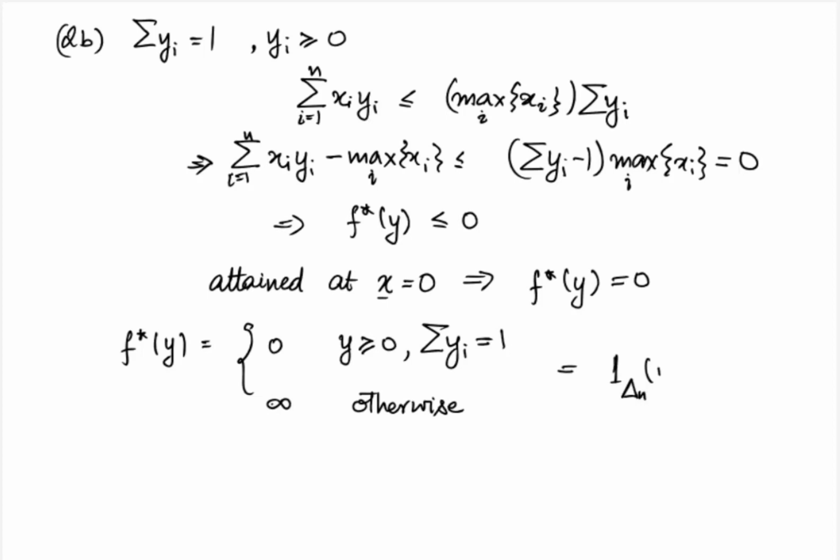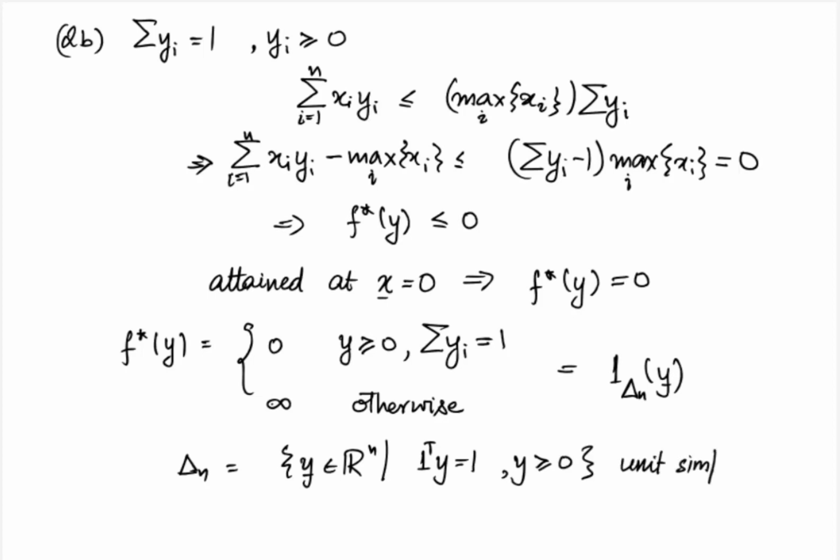of the set delta n, where delta n is given by the set of all y in R^n such that 1 transpose y is equal to 1 and y is non-negative. This is called the unit simplex or the probability simplex. You can see that it is the set of all probability mass functions in R^n. So with this we are done with introducing the Fenchel inequality and Fenchel duality.